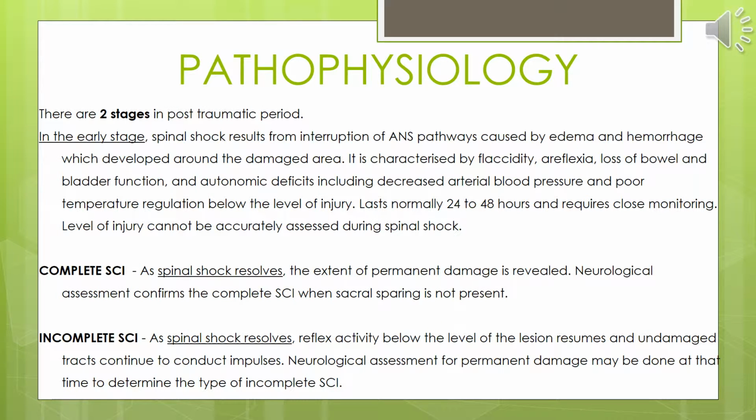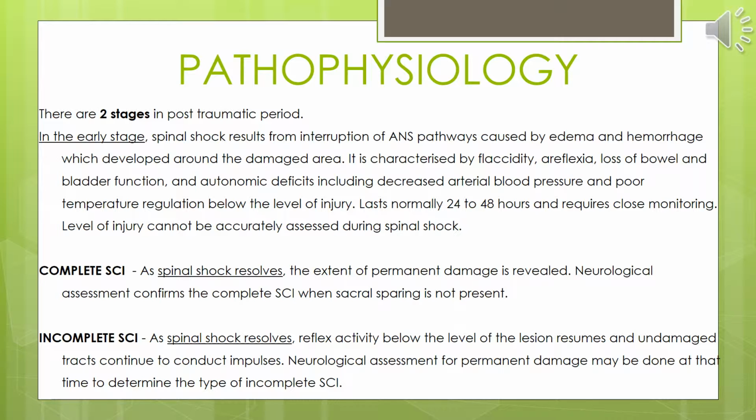Pathophysiology. There are 2 stages in the post-traumatic period. In the early stage, spinal shock results from interruption of autonomic nervous system pathways by edema or hemorrhage which developed around the damaged area. It is characterized by flaccidity, areflexia, loss of bowel and bladder function, and autonomic deficits including decreased arterial blood pressure and poor temperature regulation below the level of injury. Lasts normally 24 to 48 hours and requires close monitoring. Level of injury cannot be accurately assessed during spinal shock.